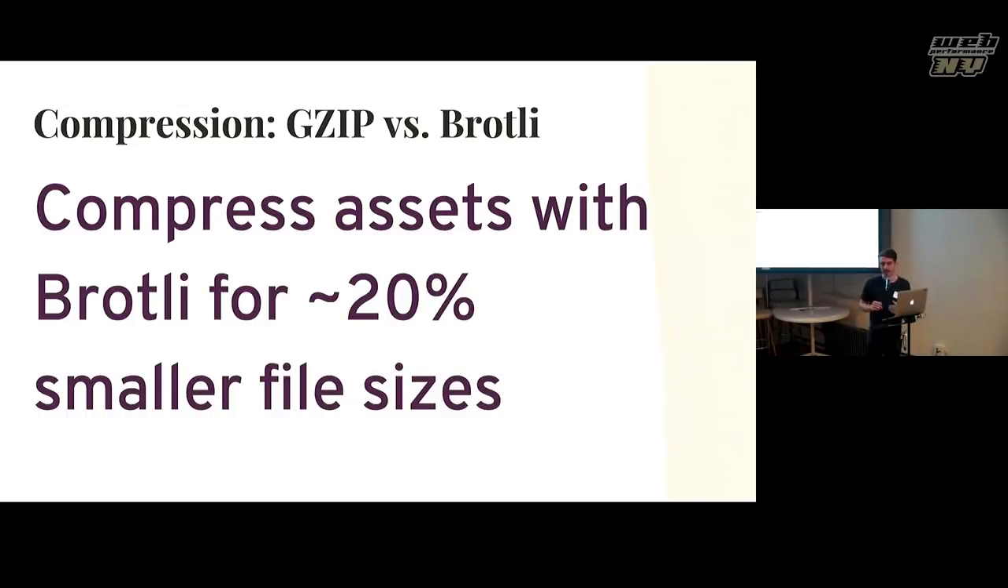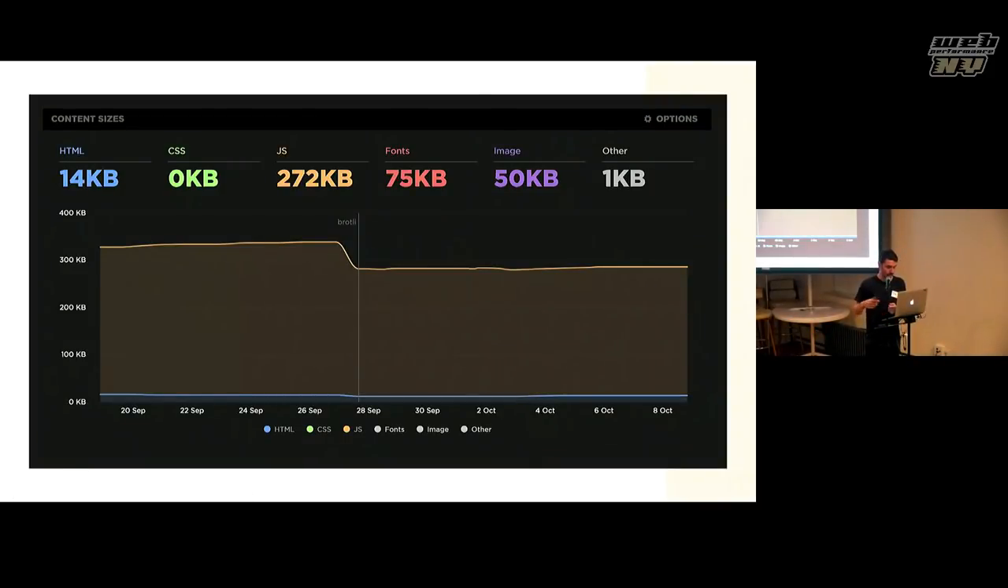The trade-off with Brotli is that it takes a little bit longer to generate those more compressed assets. But for us, because we're just building the site ahead of time, it's worth it to spend an extra 20 seconds in our build process to generate those even more highly compressed assets and then serve those to browsers that support them. We actually have a graph of when we introduced that change, and we saw about a 20% drop in the amount of JavaScript we have, which was pretty cool.